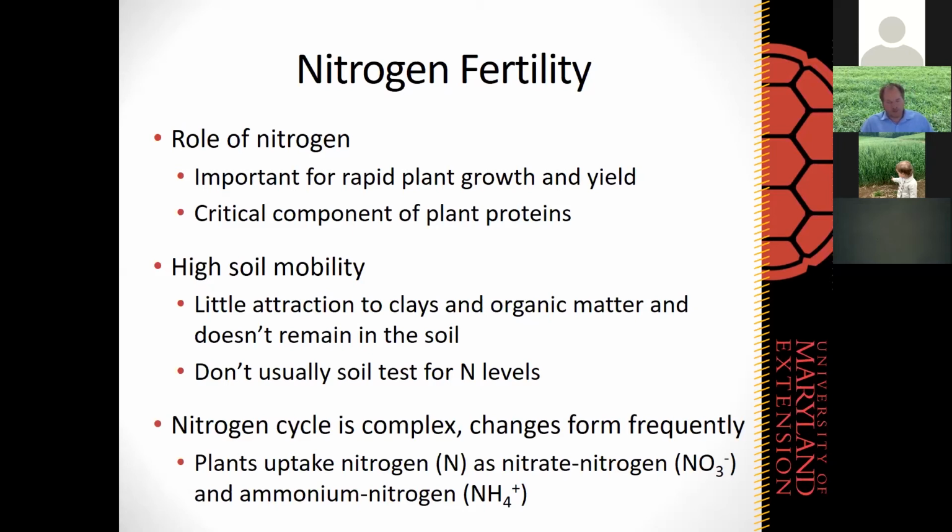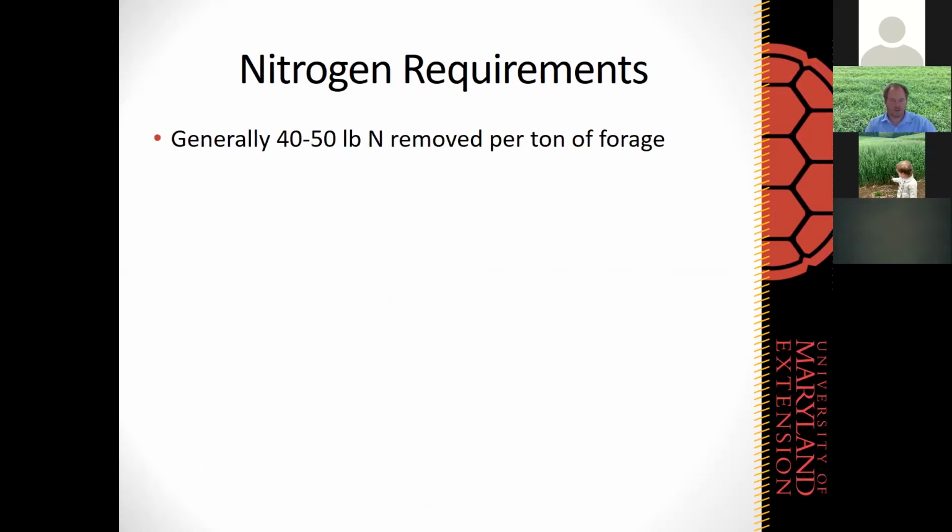The form that it's in, the nitrogen cycle is pretty complex. So we can't reliably test for nitrogen levels, because the test that we take now, 2 weeks from now, might be completely different. It also is very mobile in the soil, which means that it's prone to leaching, and that's particularly true on sandier soils. The more sandy the soil, the more that nitrogen will leach through that soil profile. So that's where timing is really critical with nitrogen.